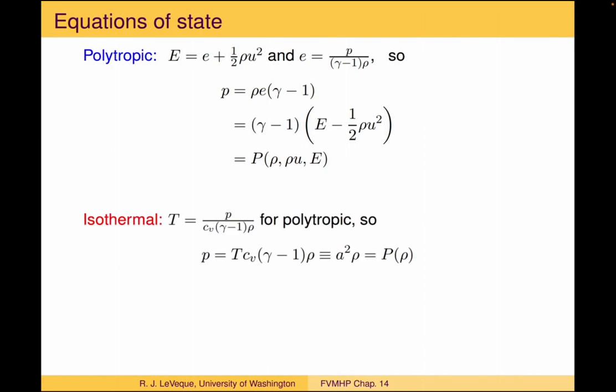By contrast, when we looked at isothermal flow, there we were assuming the temperature was constant, and so from that we can find that the pressure is some constant times rho. Earlier we called that just a squared times rho, and so that's the equation of state for an isothermal flow. For isentropic flow, if we instead assume the entropy is constant, then that again gives us a relation that gives us P as a function of rho alone.